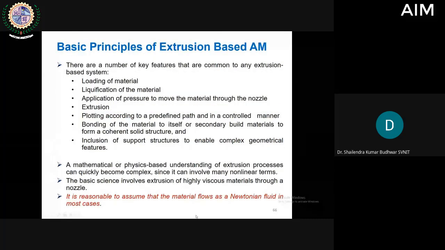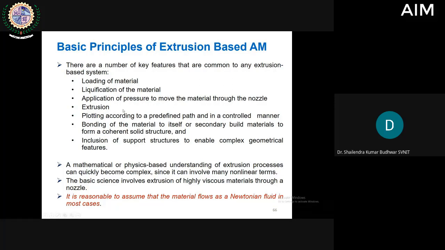So what is the basic principle of extrusion-based additive manufacturing process? These are the steps of this FDM technique of additive manufacturing. One is loading of material, that is, how to load the material into the machine; then liquefaction of the material, how to heat that material so that it can be brought into viscous form; and application of pressure to the material through the nozzle. Some pressure mechanism is used so that the material can be extruded through the nozzle.